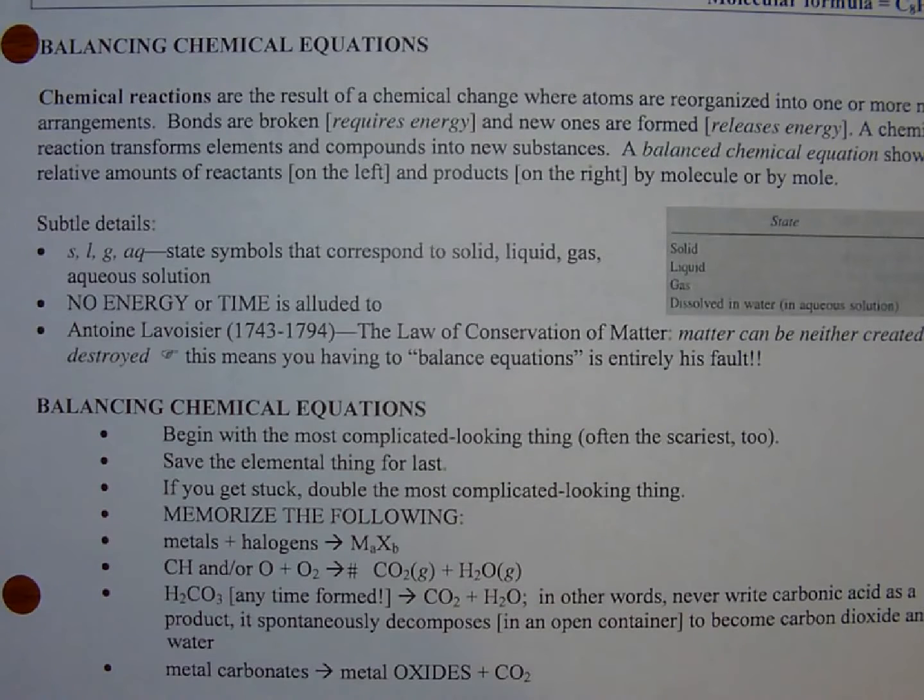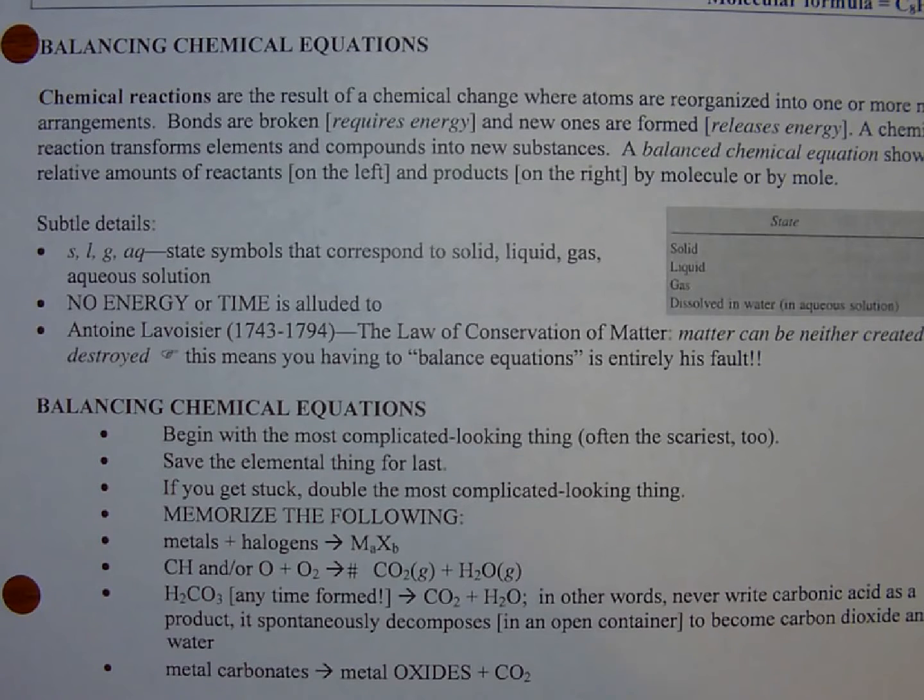Chemical equations are the result of a chemical change where atoms are reorganized into one or more new arrangements. Remember what John Dalton had to say, that atoms are neither created nor destroyed; they're simply rearranged into different structures to make different compounds. That's what we're saying here. We call that a chemical reaction.